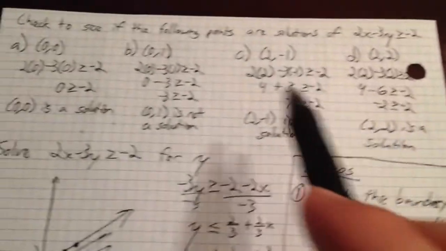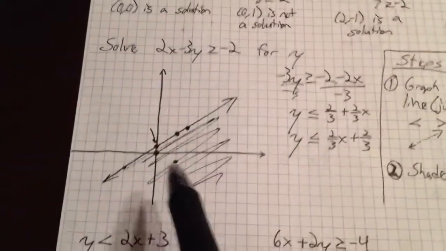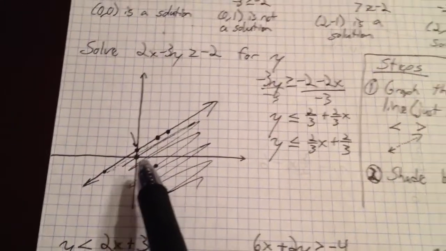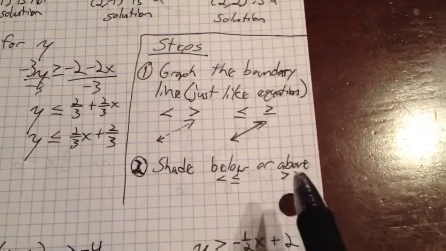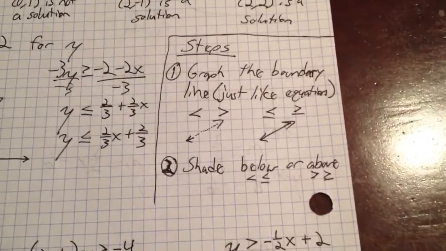You can also have some test points if you wanted to, like we did here. We knew which points were solutions. But using kind of the finger on the line trick and shade below or above usually works out pretty good.